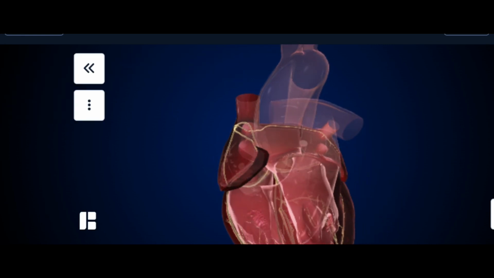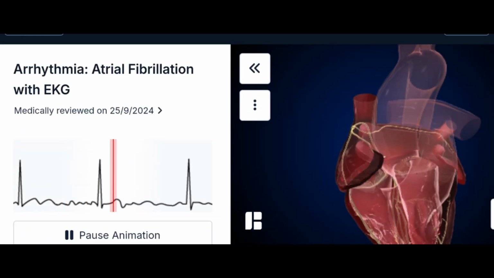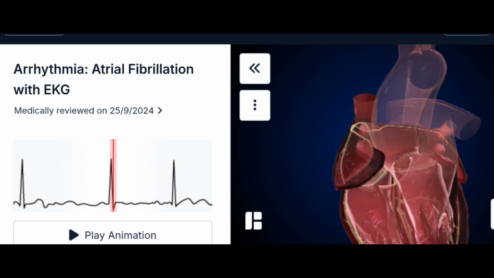And you can see in the ECG there is no defined P wave, there is a fibrillatory P wave. The QRS complex is normal, but you can see the fibrillatory P wave in the ECG. Okay.